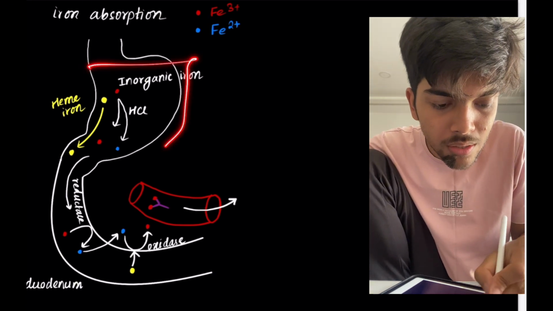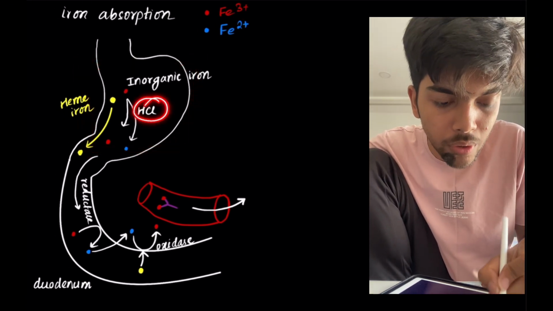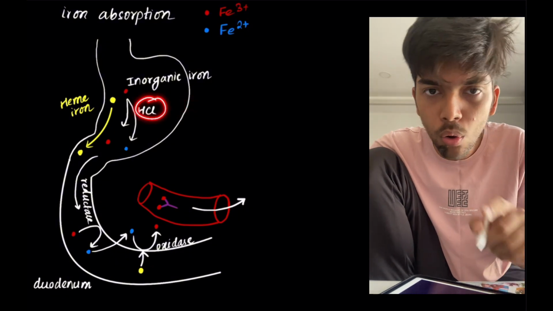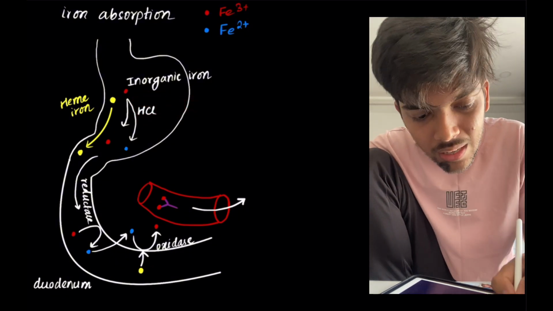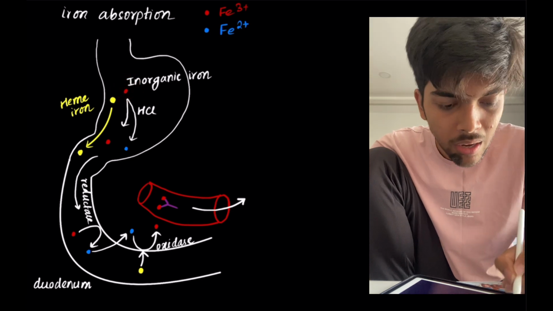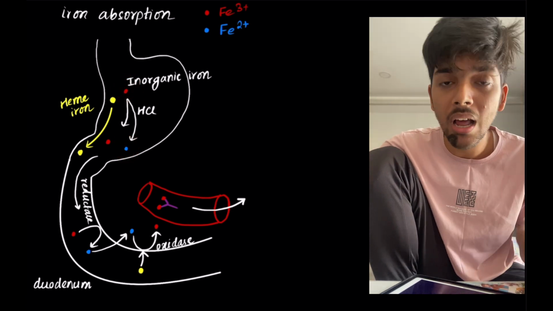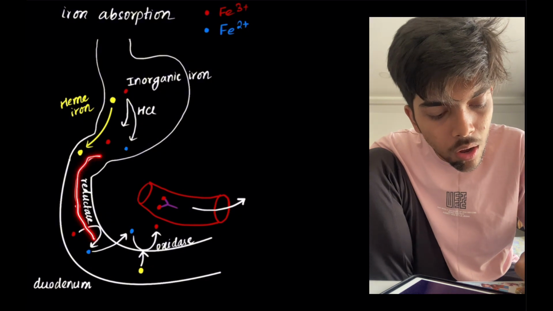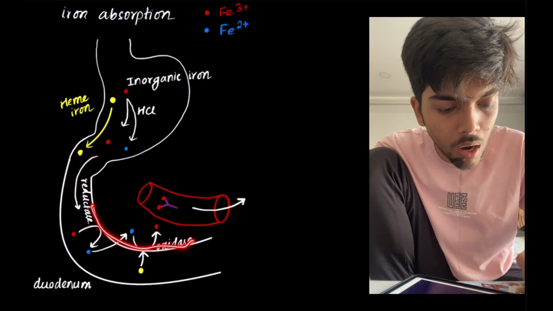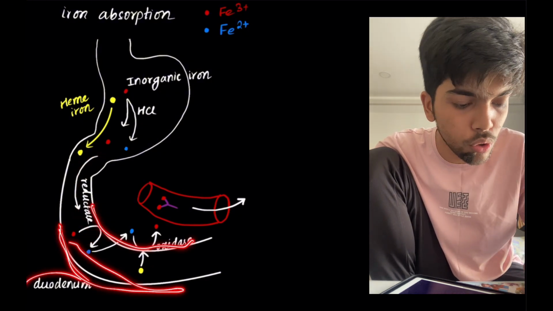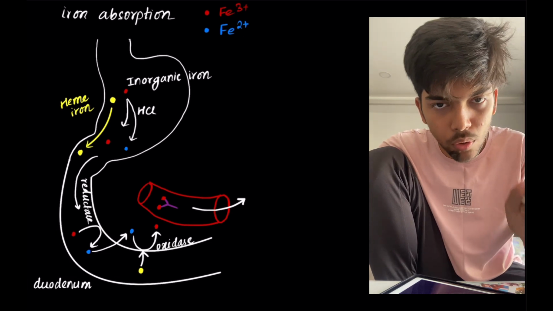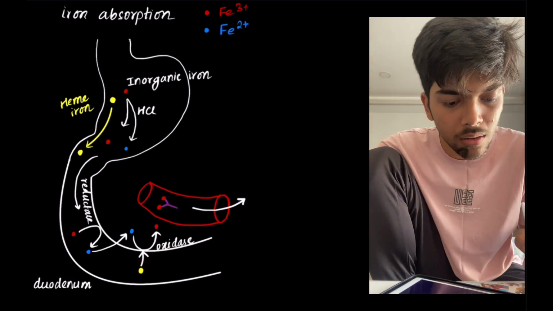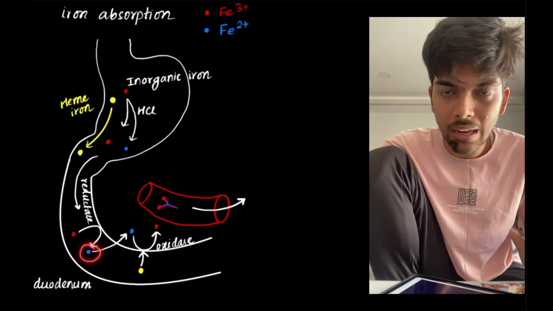First, within the stomach, you have hydrochloric acid, which is a pretty strong reducing agent. So this hydrochloric acid, it reduces the ferric inorganic iron into ferrous inorganic iron. However, there is still ferric iron remaining. So all this iron reaches the upper part of the intestine or duodenum. In the duodenum, you have heme iron, the ferric inorganic iron, as well as the ferrous inorganic iron.